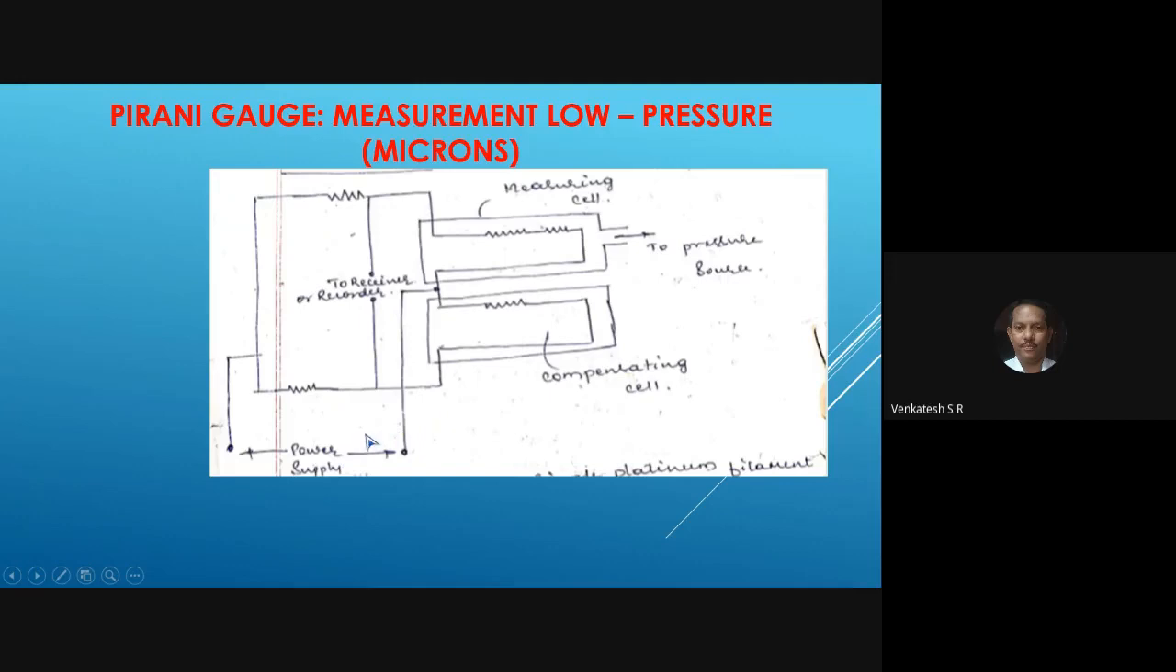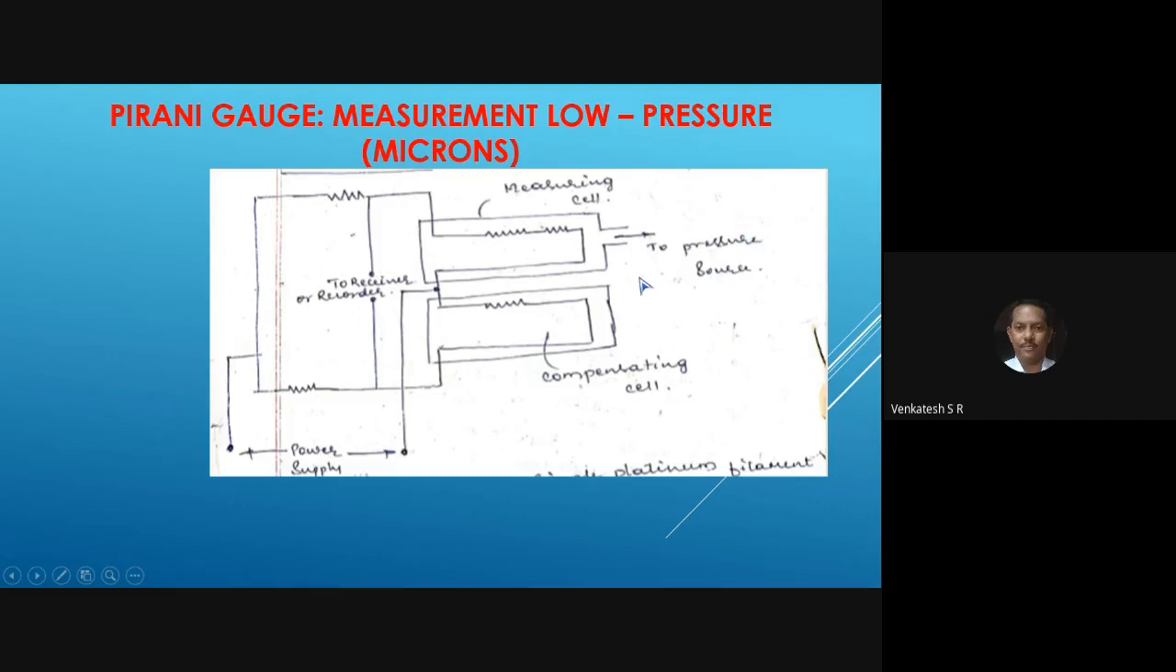Observe here. Usually the power supply is 12 volts, connected to the circuit like this, and in between there will be two resistances connected in parallel, connected to the pressure indicator or digital display which indicates the pressure. Once again, observe the principle of operation of the Pirani gauge. The Pirani gauge has two cells, one measuring cell and the other compensating cell. The measuring cell is connected to the pressure source.